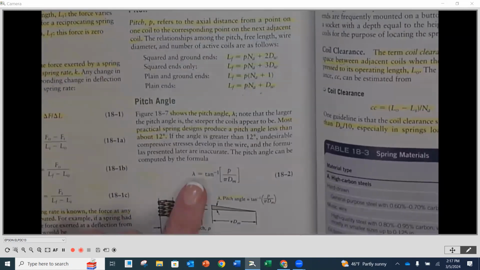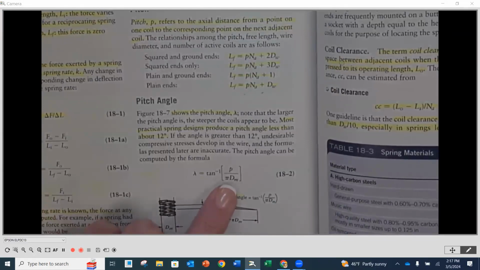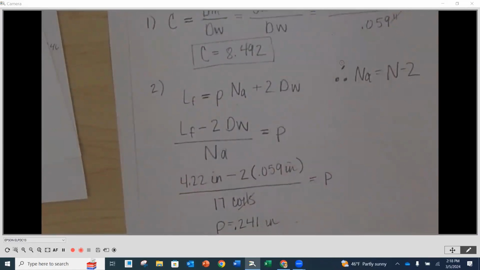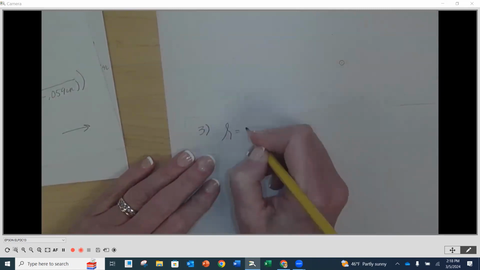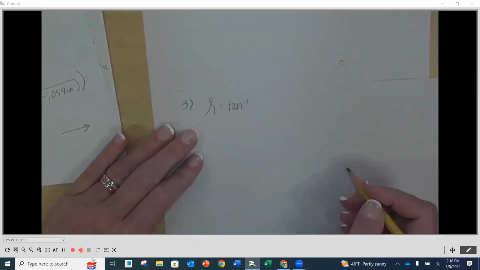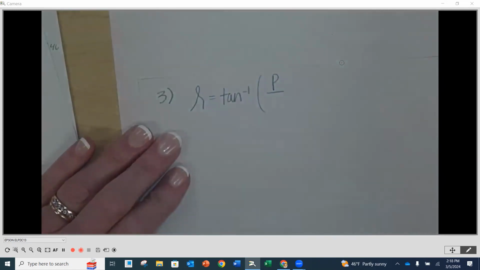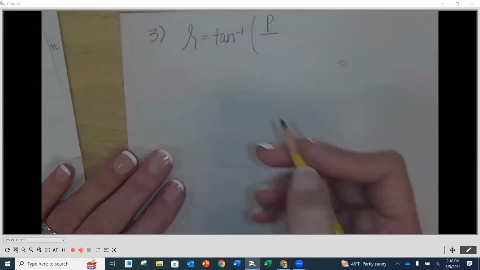Our equation is going to be lambda equals the inverse tan of the pitch divided by pi times the mean diameter. So go ahead, this is a plug and chug. It's going to be a direct equation. Put it on the back here. This is going to be my step 3. So my lambda is equal to tan to the -1, the inverse tan, times... make sure that you always write your equation in variable form first before you put your values in. That lets me know what you're going to do before you do it.